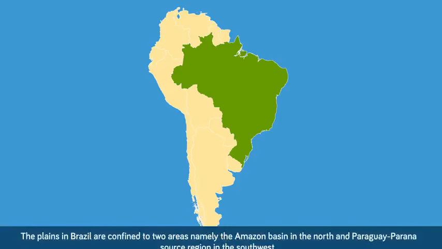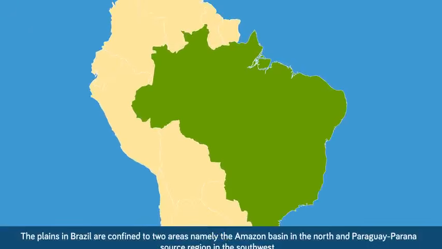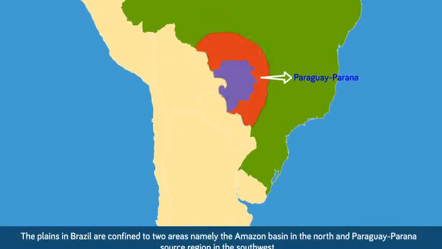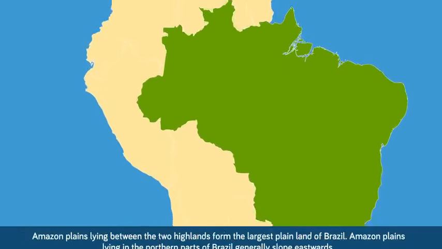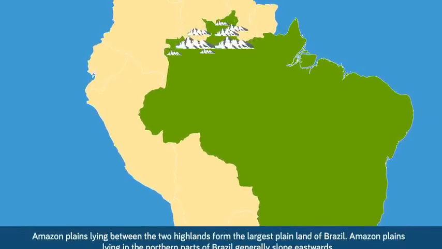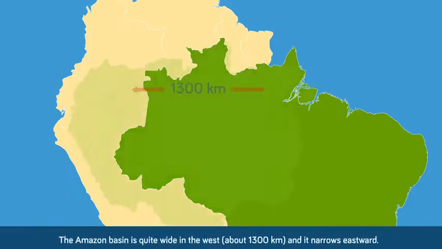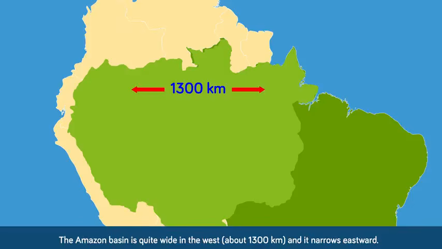The plains in Brazil are confined to 2 areas, namely the Amazon basin in the north and the Paraguay-Parana source region in the southwest. Amazon plains, lying between the 2 highlands, form the largest plain land of Brazil. Amazon plains lying in the northern parts of Brazil generally slope eastwards. The Amazon basin is quite wide in the west, about 1300 km, and it narrows eastward.